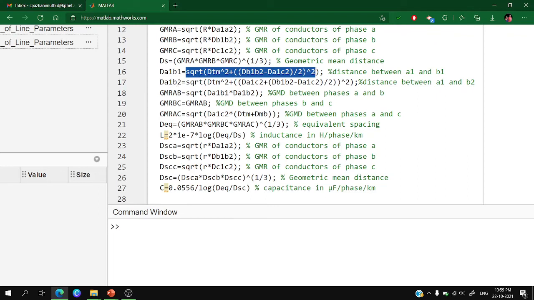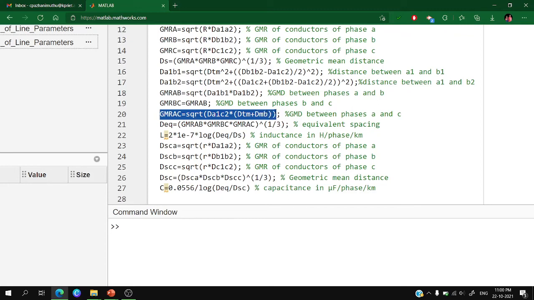So in the same way we have to calculate the distance between A1 to B2. Next we have to calculate the GMD between phases A and B. So GMD of AB is nothing but square root of distance between A1 B1 into distance between A1 B2. Similarly GMD BC is equal to GMD AB, both are equal. Next GMD AC is equal to square root of distance between A1 C2 plus DTM plus DMB.